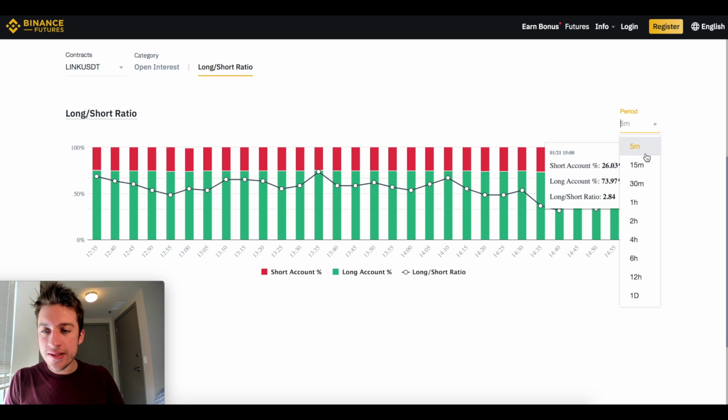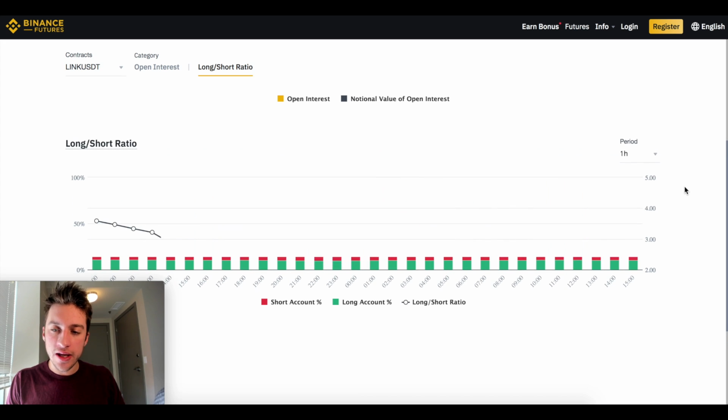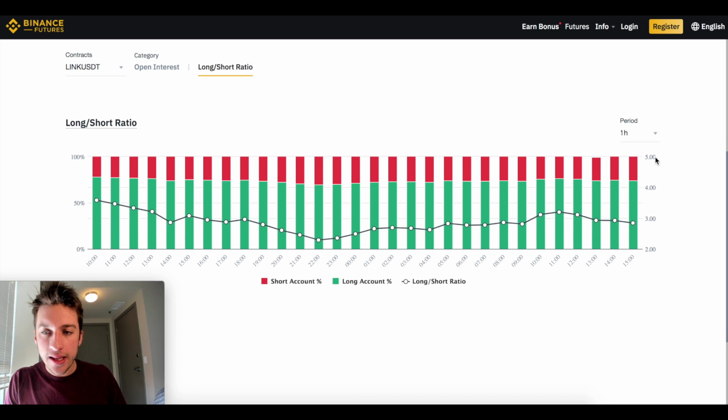No. What you need to do is screen for what is relatively high and what is relatively low. So I'm looking at LINK. I'm looking at the 1 hour. Let's look at the 4 hour.